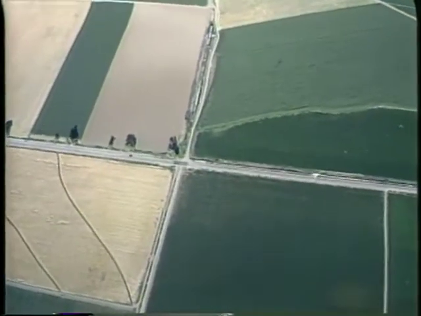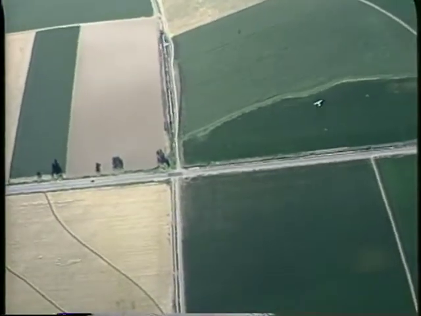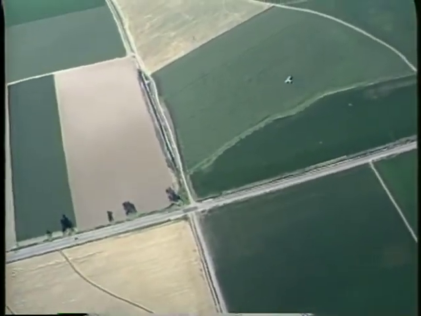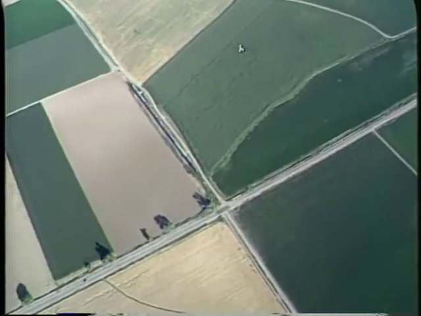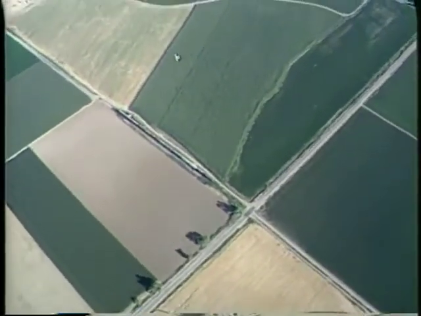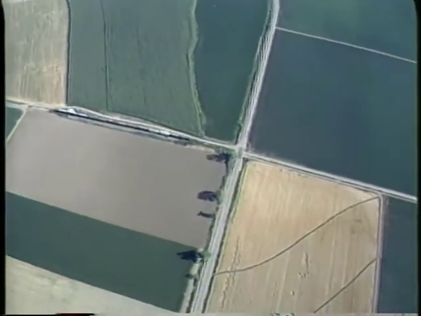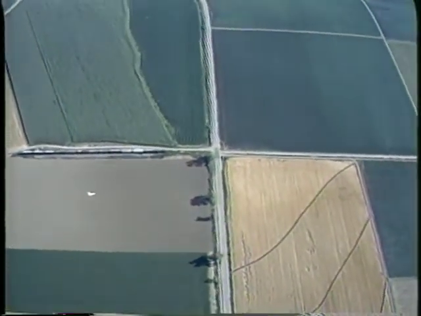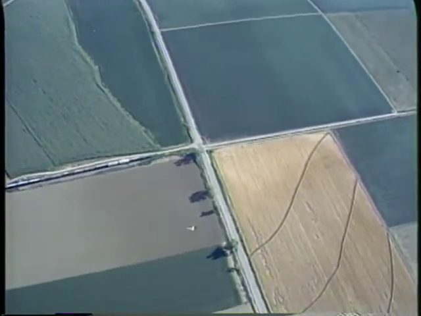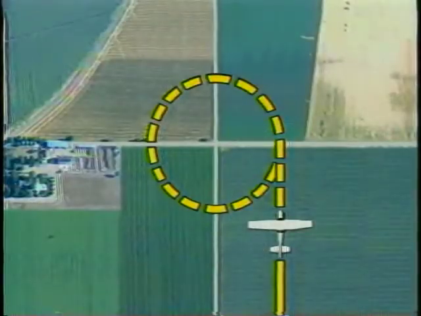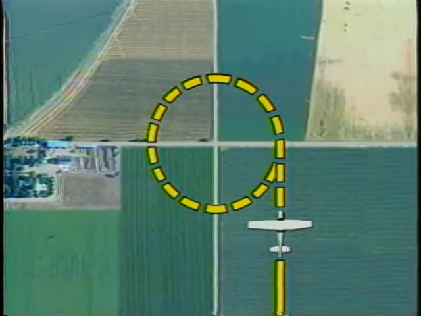In turns around a point, you'll fly a constant radius circle around a prominent reference point on the ground. You'll need to adjust the bank angle throughout the maneuver to compensate for wind drift. The point you select should be easy to distinguish, yet small enough to present a precise reference. Like most ground reference maneuvers, the entry is flown on a downwind heading between 600 and 1,000 feet AGL. You should fly to one side of the reference point at the distance you want to maintain throughout the turn.